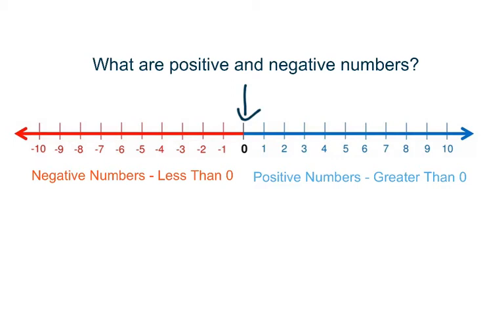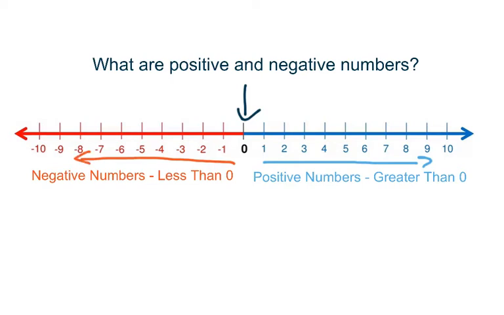Now let's look at positive numbers. Positive numbers are greater than 0. You should see that they are to the right of 0, going up the number line. Negative numbers are less than 0. They are to the left of 0, going down the number line.